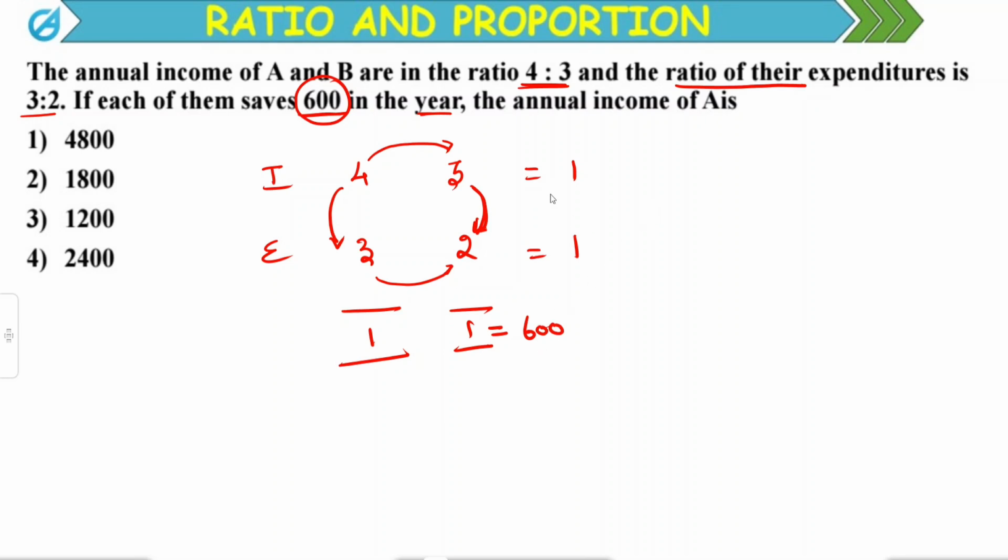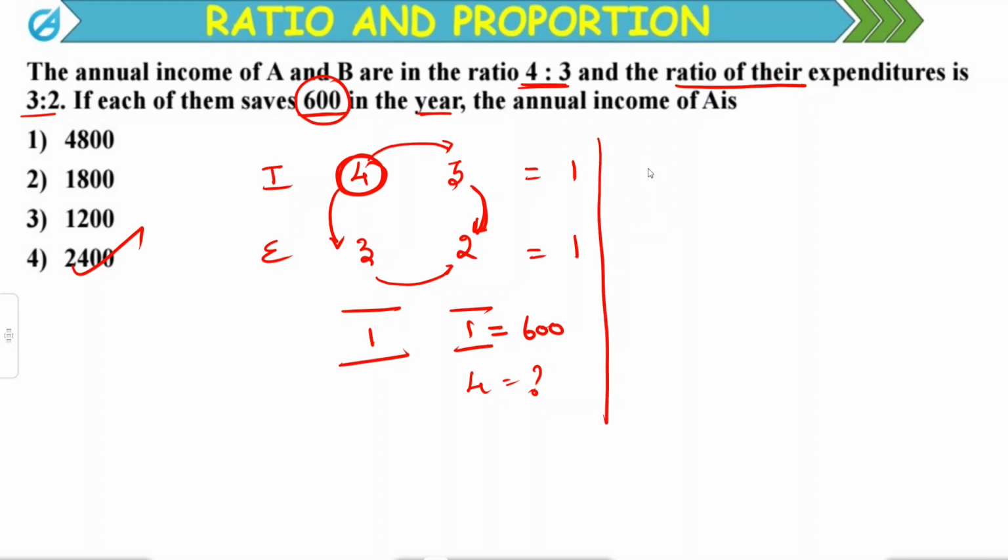So now what we need to find, if each of them saves 600, is the annual income of A, which is nothing but 4. If one part is 600, how much is four parts? 600 into 4 will give 2400. So this is the shortest way.